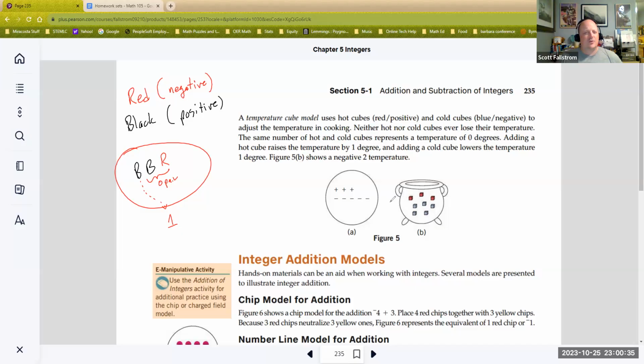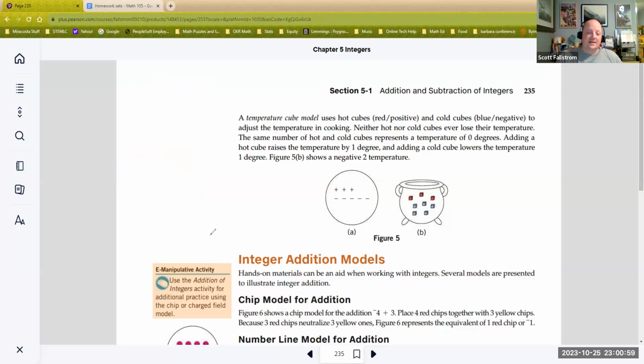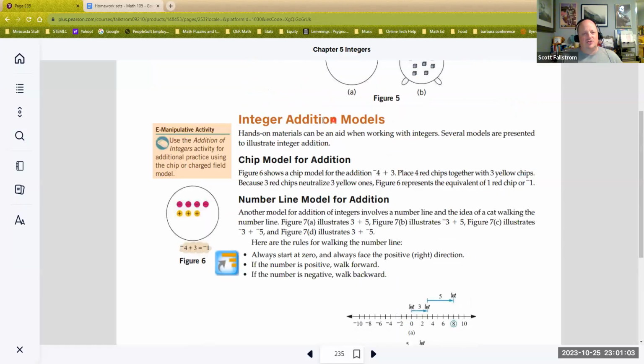The other one they do is a temperature cube model, with red as positive and blue as negative. So like adding a degree, or adding a negative degree in a sense. But in terms of usage, probably the charged field model, where you write a plus or a minus, is one of the top ones. But the colored model also seems to work really well, especially for kids who want something that's hands-on. Yeah, that one's hands-on.